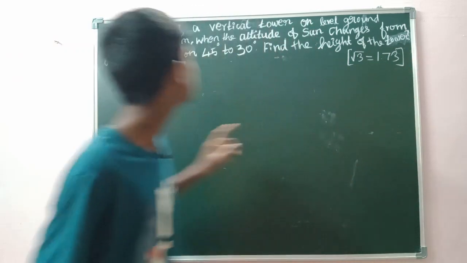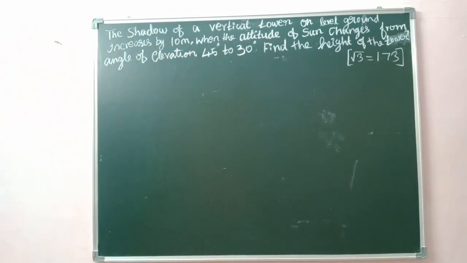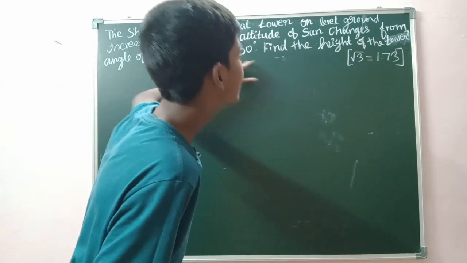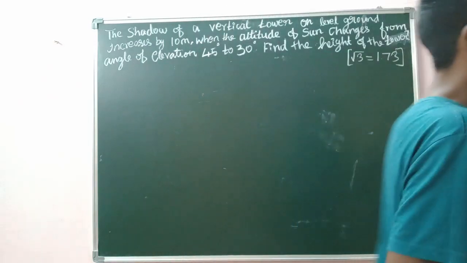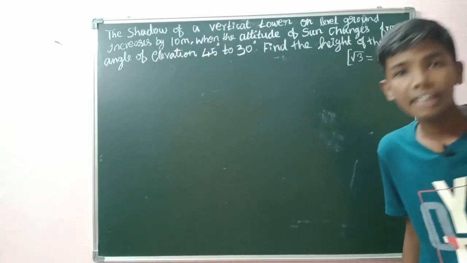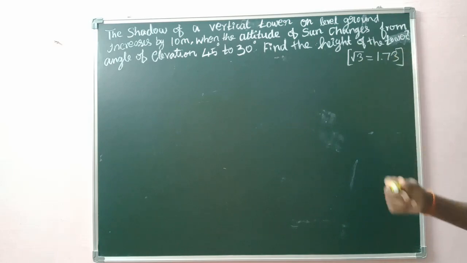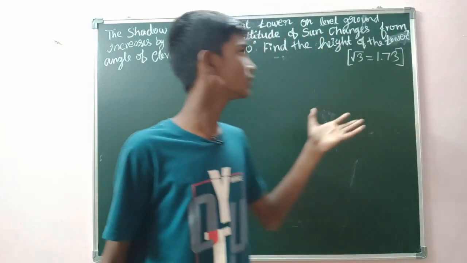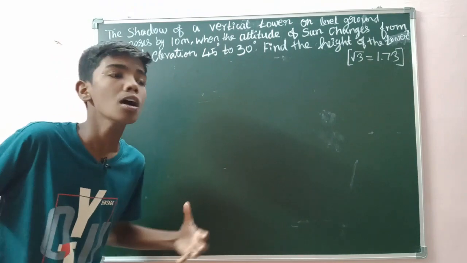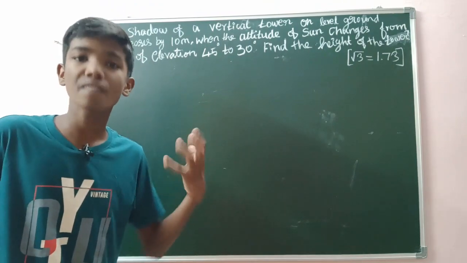So the first question is, the shadow of a vertical tower on a level ground increases by 10 meter when the altitude of the sun changes from angle of elevation 45 degree to 30 degree, then find the height of the tower. They're asking us to find the height of the tower. And also they gave the root 3 value as 1.73. These calculations you should do, okay? Root 3 is equal to 1.73 that you can use. But let me show how to solve this question and how to get the final answer.